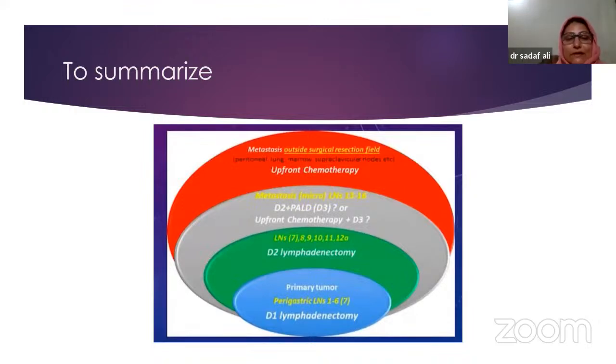So I would summarize, as the take-home message: if you have a primary tumor and an early disease, then D1 lymphadenectomy. The circle increases as the disease advances, and you go to D2 for metastatic disease. There is still a role of D2 plus and periaortic lymph node dissection in a selected subset of patients. And of course, you have the red area where you don't have much to offer. Thank you, everybody, for your patient hearing.